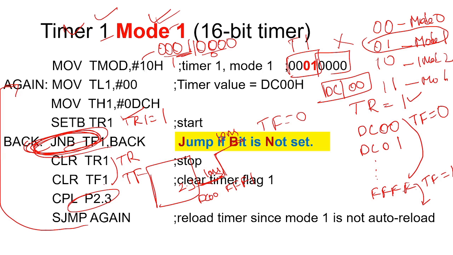and TF bit. Okay, then I want to take a complement. So again it will take a complement, so it goes to 0. How much time? Up to 10 milliseconds. Here 10 milliseconds. So it will keep on continuing. Okay, so this is what is said in the program, right?